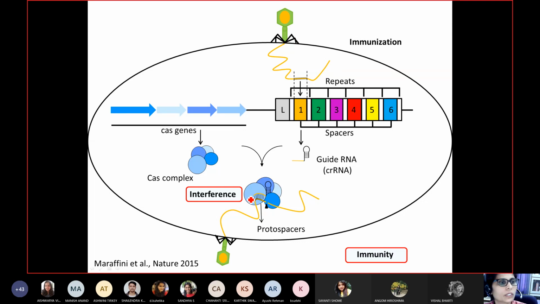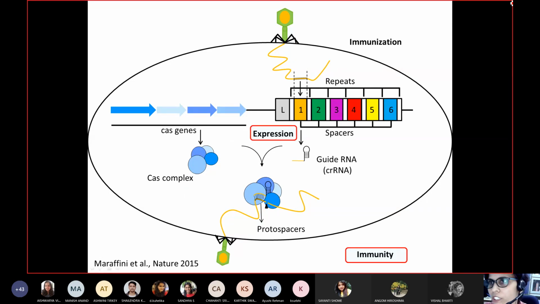So Shanti, your question, how it actually cleaves and degrades the DNA, I will come to it later. There are a lot of things we want to study in the CRISPR system. One important thing is the cleavage part, and cleavage will be detailed in our subsequent slide. This part is important in general.